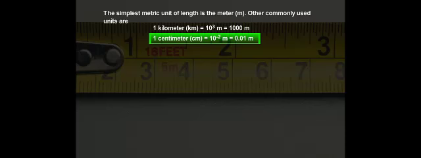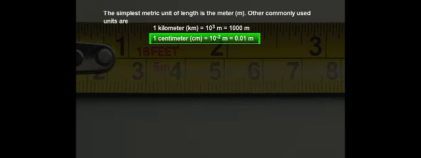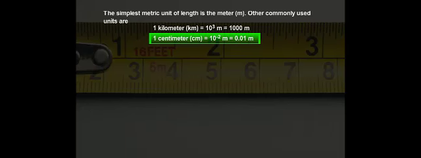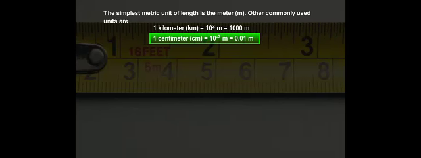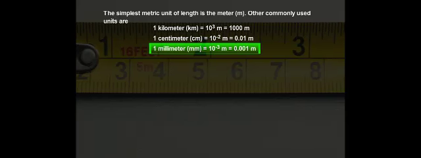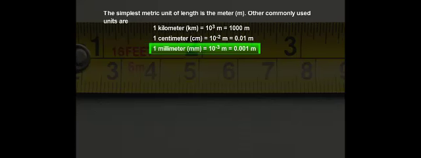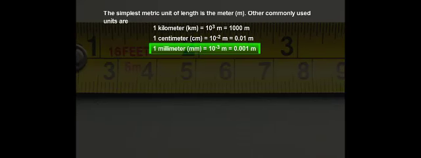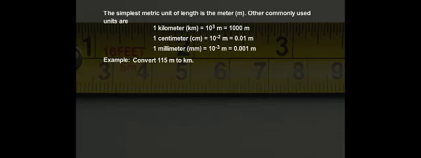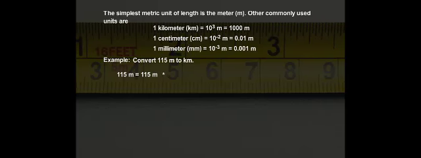1 centimeter, cm, equals 10 to the negative 2 meters equals 0.01 meters. 1 millimeter, mm, equals 10 to the negative 3 meters equals 0.001 meters. Example: convert 115 meters to kilometers.